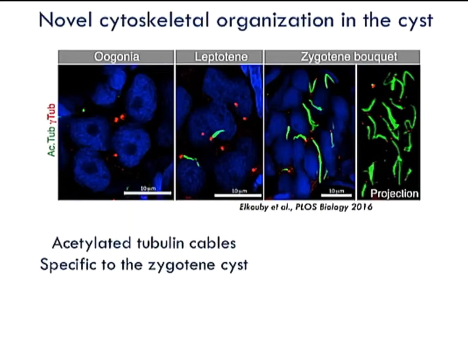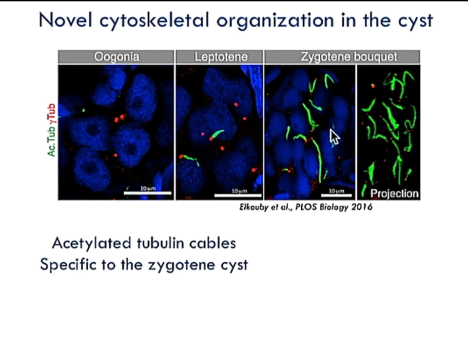Strikingly, we could detect cables of acetylated tubulin that emanate from centrosomes and are specific to the zygotene stages. These are absent from the mitotic oogonia stage. They start to grow at the leptotene stages, and then they are fully elaborated at the zygotene stages.